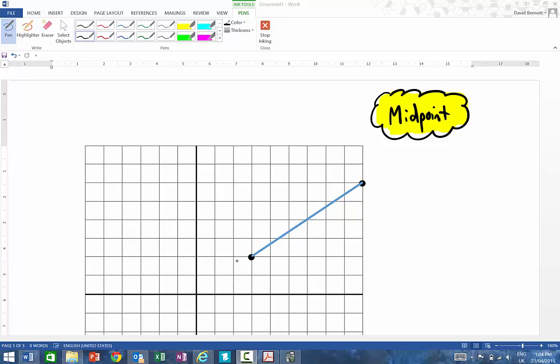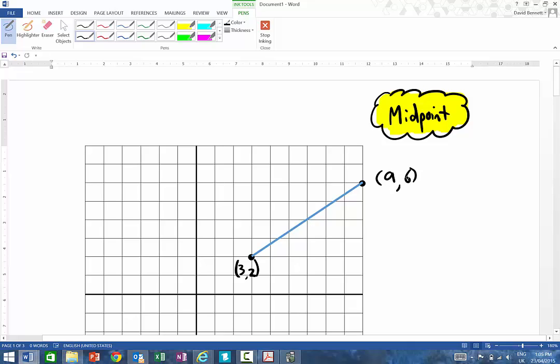So this coordinate here, you would say that point there is in fact 3, 2. This point over here is 3, 6, 9, and going up that way 2, 4, 6. Okay, so that's the coordinates of that point there.